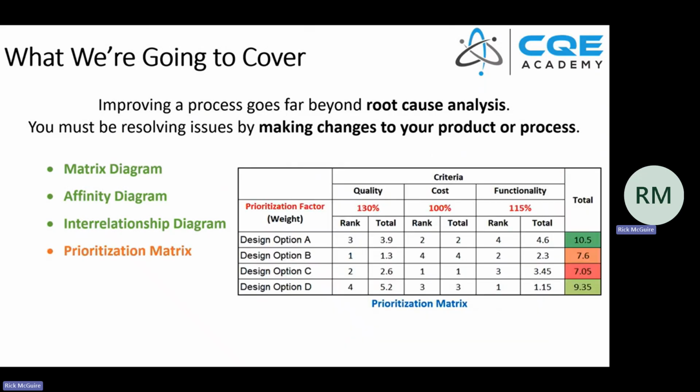And then the 4th tool is the prioritization matrix. This is all about decision making. Again, when you have a really complex problem that you're trying to solve, making the right decision can be really difficult. This tool gives you the ability to objectively make a decision based on a number of different factors and weightings, and we'll get into all that.